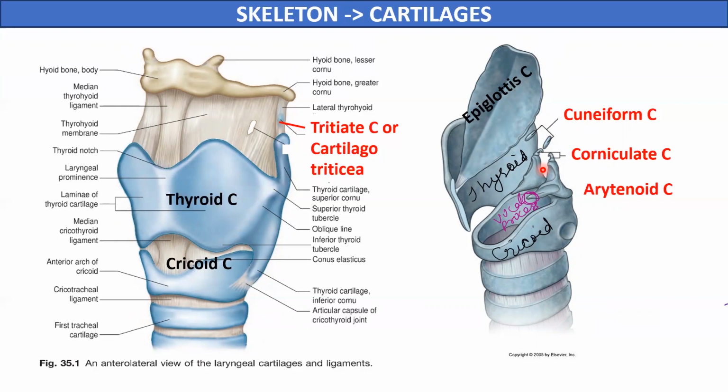3 are paired and 3 are unpaired. The unpaired variety are the thyroid, cricoid and epiglottic, while the paired are arytenoid, corniculate and the cuneiform cartilage. First, we will study about the thyroid cartilage.